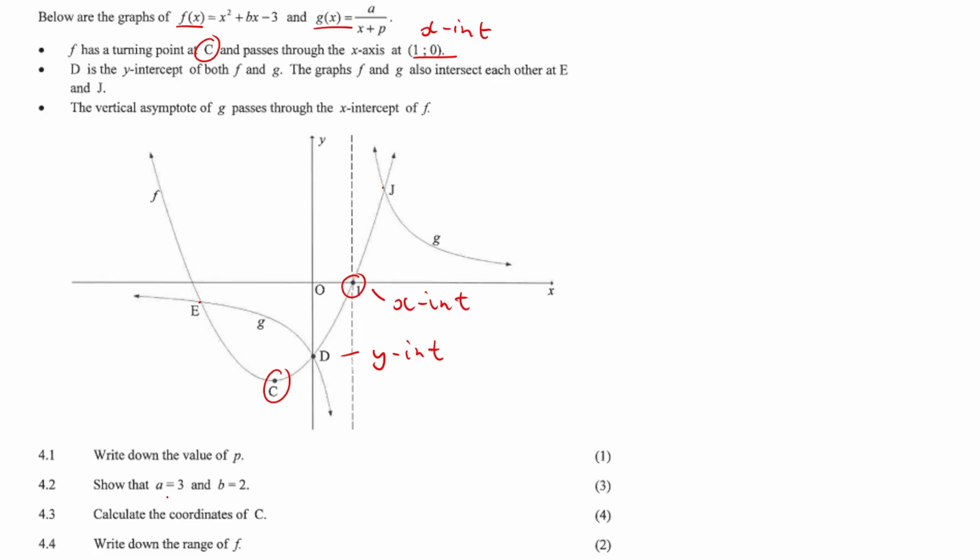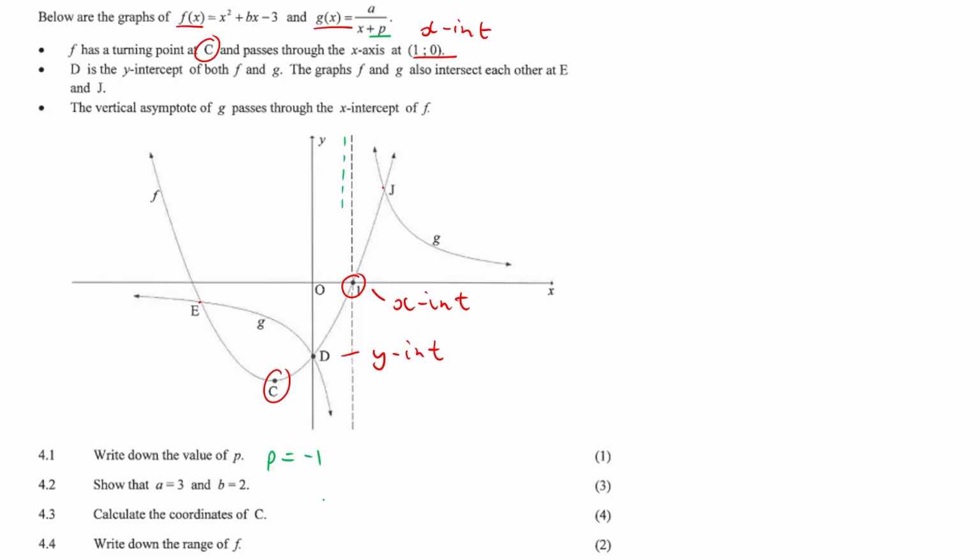4.1, write down the value of p. So p here would represent our vertical asymptote. So it's going to be that dotted line all the way through. It's a positive 1 here. So in the standard formula, it's always indicated as a negative. So p here is equal to minus 1, as it has been indicated here as a positive. If it was on the negative x-axis, if that was a negative 1, p would then be a positive 1. It's always the opposite, the inverse.